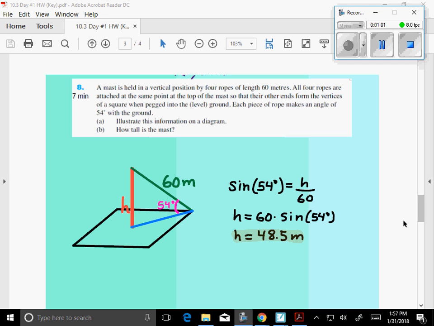So I can use the sine function, and then from there, it's the equivalent of cross multiplication. 60 times sine 54 would be that. Cool? Okay. SOHCAHTOA is your friend this unit.